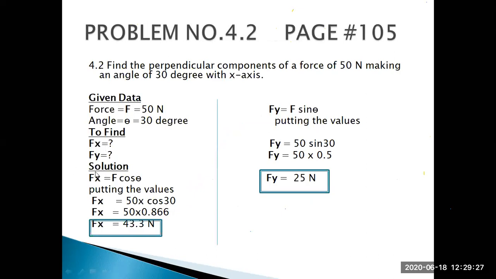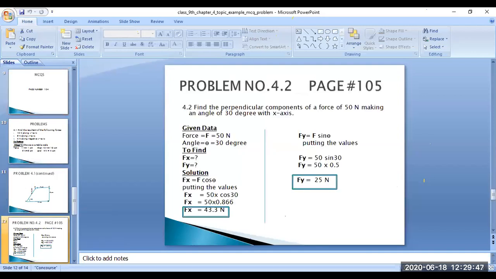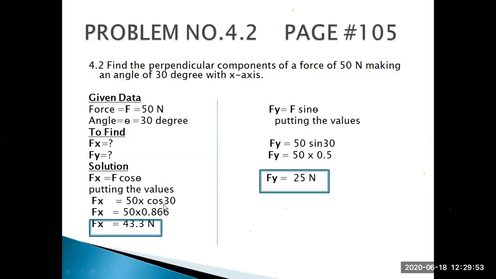I have already told you the page number where these formulas are available in your textbook. Fx is equal to F cos theta. Just putting in force is 50 Newton and theta is 30 degrees. If you solve this, take cos 30 with the help of a calculator, which has the value 0.866. Multiply with 50, and you will get the horizontal component of force, which is 43.3.